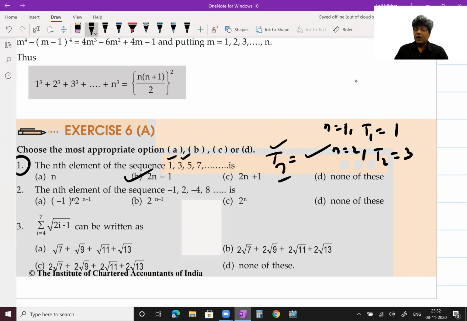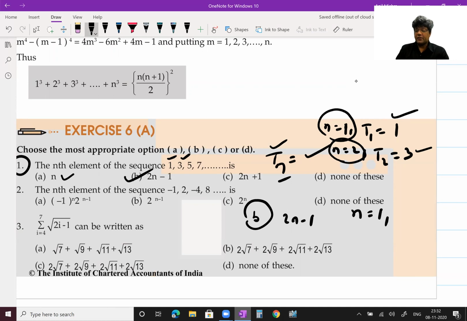Now what will I do? I will go to the options, simply put 1 and 2. If I am getting 1 and 3, that is my answer. In the first option, if I put 1, I am getting 1, fine. But if I put 2, I am getting 2, but I need 3. So the first option is not the answer. Check the second option, 2n minus 1. If I put n is equal to 1, I get 2 into 1 minus 1, that is 1. Satisfying. If I put n is equal to 2, I get 2 into 2 minus 1, 4 minus 1, 3. It is also satisfying. So guys, this is my answer. This way also, by option hitting, we can get the answers.